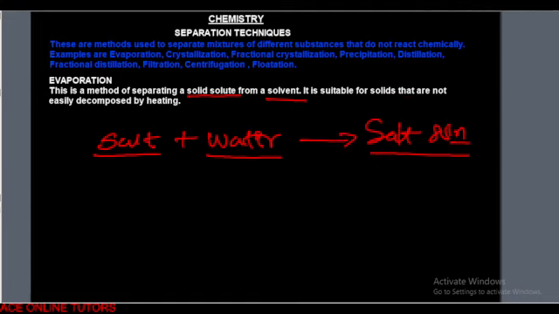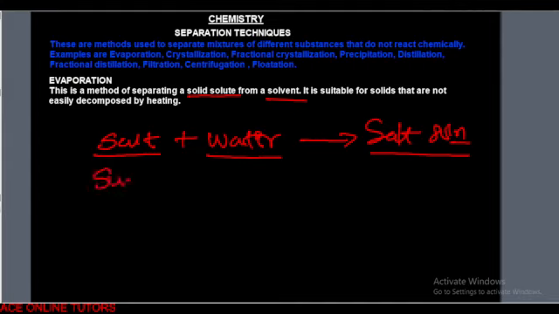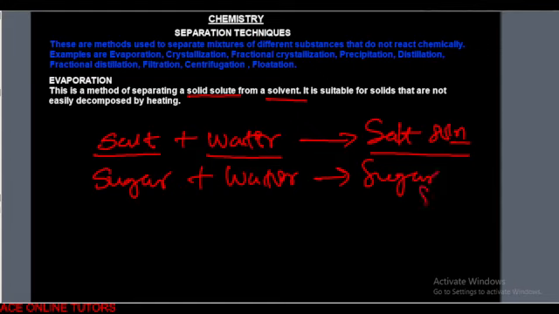A solution is what you get when you mix two things together, especially when you mix something that can dissolve inside what can dissolve it. Then what you are going to have is a solution. For example, if you pour sugar inside water, it's going to dissolve and form sugar solution. So this is what you call a solution.